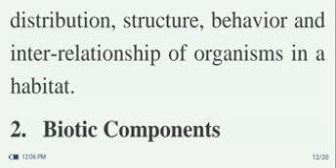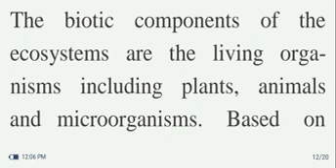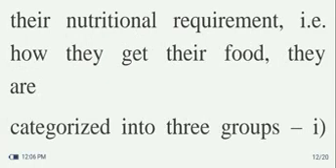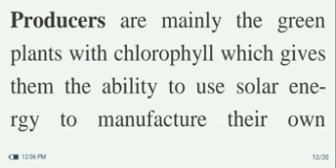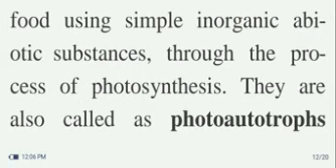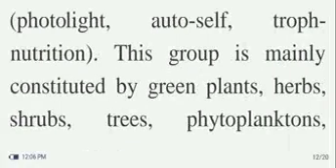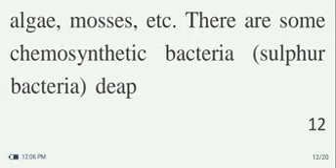Then biotic components, we have learned about this. The biotic components of an ecosystem are the living organisms including plants, animals and microorganisms. They are categorized into three groups. Producers are mainly the green plants with chlorophyll, which gives them the ability to use solar energy to manufacture their own food using simple inorganic abiotic substances through the process of photosynthesis. They are also called photoautotrophs. Photo, light; auto, self; troph, nutrition. This group is mainly contributed by green plants, herbs, shrubs, trees, phytoplankton, algae, mosses, etc.